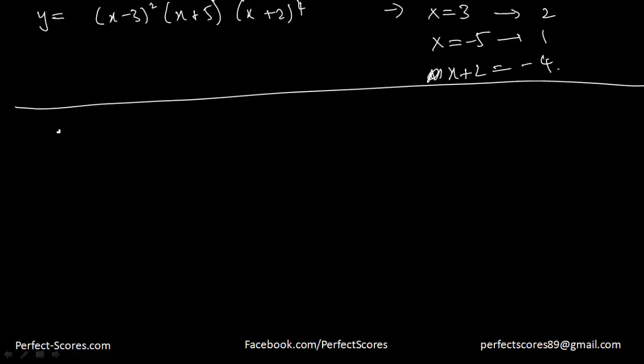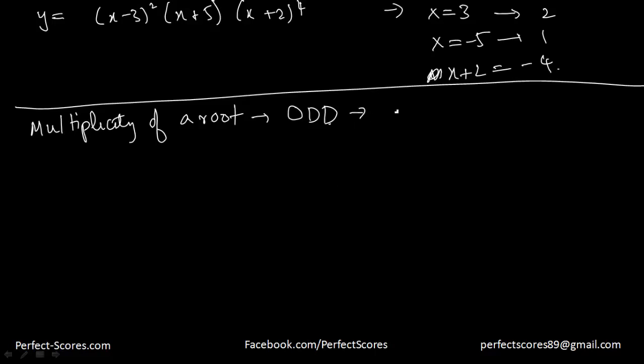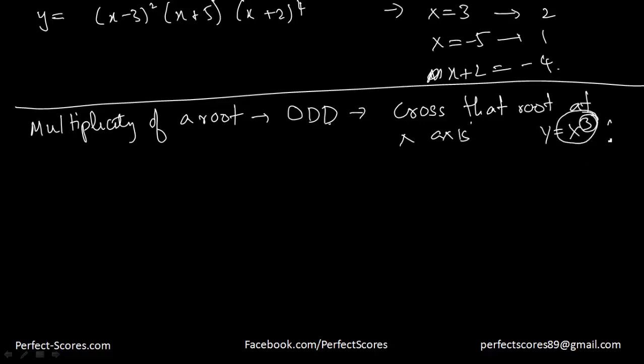That is, if the multiplicity of a root is odd, then the graph will cross that zero at the x-axis. That means if I say y is equal to x cubed, as you can see the multiplicity of this root is odd. That means at x equal to 0, it will cut the x-axis like this. It will actually cross it.